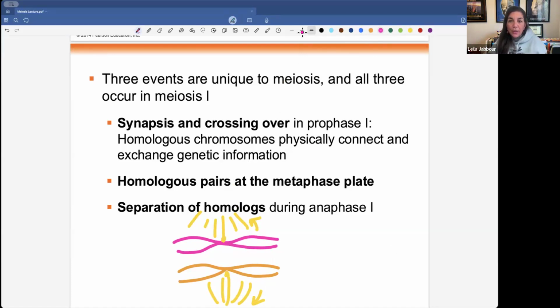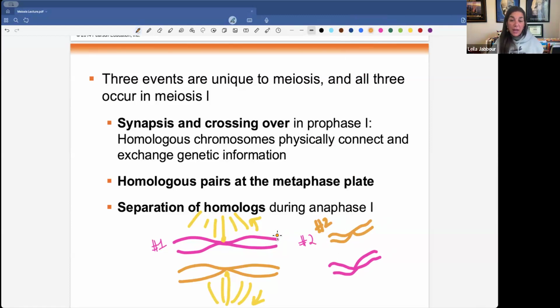So this was for chromosome 1, so this is number 1. But for chromosome number 2, hey, who knows? Maybe it decided to go here. So this is number 2, and number 2 was being pulled over here. So the distribution of these chromosomes along the metaphase plate is random.